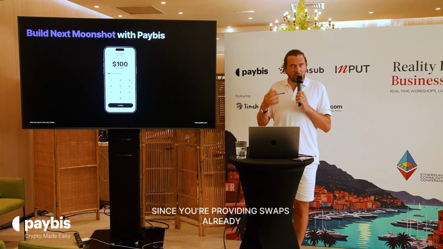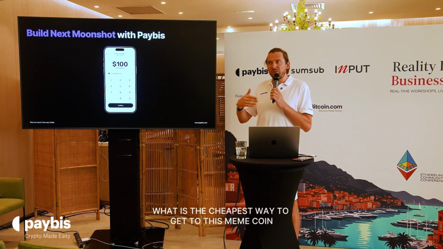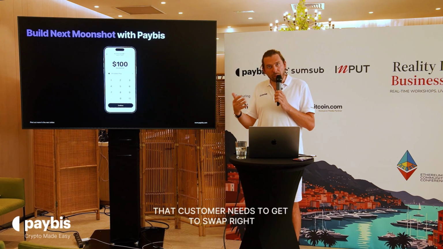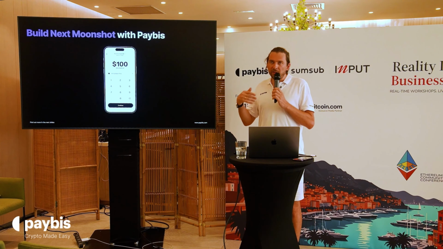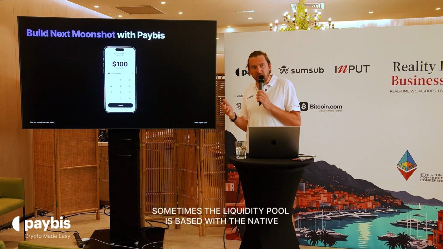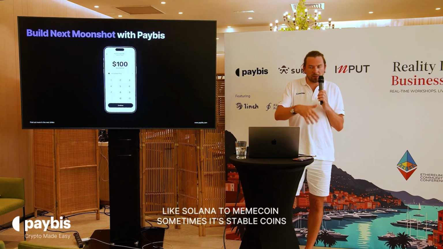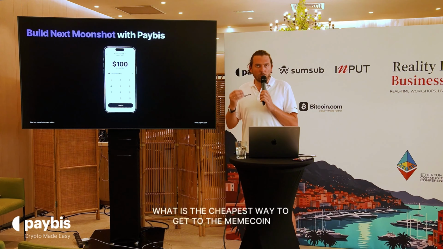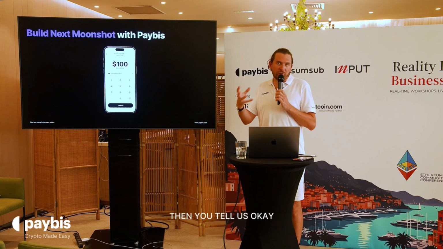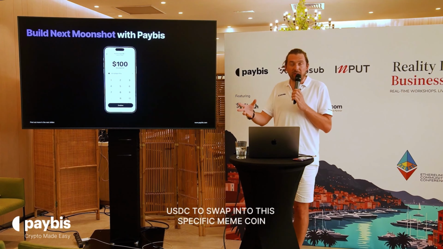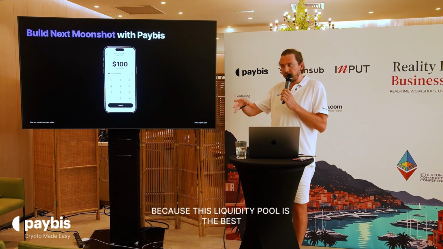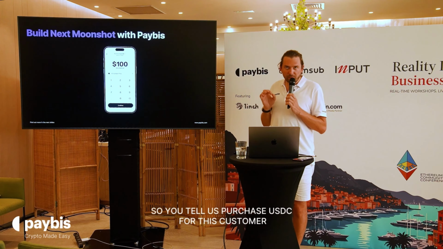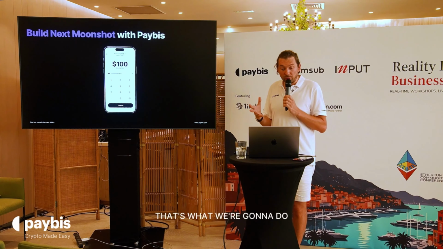From your side, since you're providing swaps already, you know what is the cheapest way to get to this meme coin and what is the native asset that the customer needs to swap, right? Because it could be different chains, different native coins, maybe sometimes the liquidity pool is based with a native coin like Solana to meme coin, sometimes it's stablecoins, it really depends. As a swap protocol, you know exactly what is the cheapest way to get to the meme coin, and then you tell us, okay, this customer needs, let's say, USDC to swap into this specific meme coin because this liquidity pool is the best, the lowest slippage, the best for the customer. So you tell us, purchase USDC for this customer. That's what we're going to do.